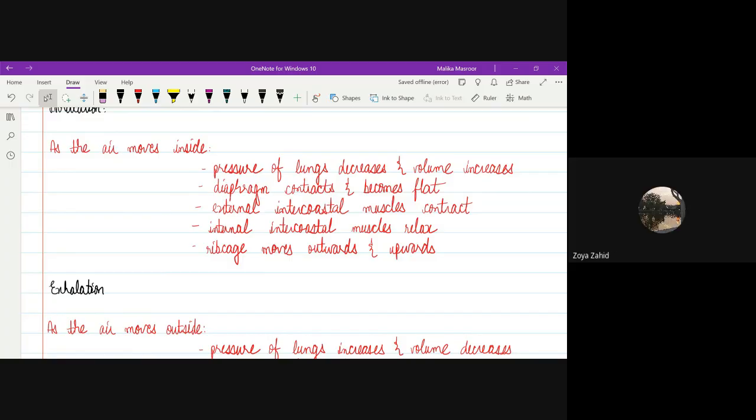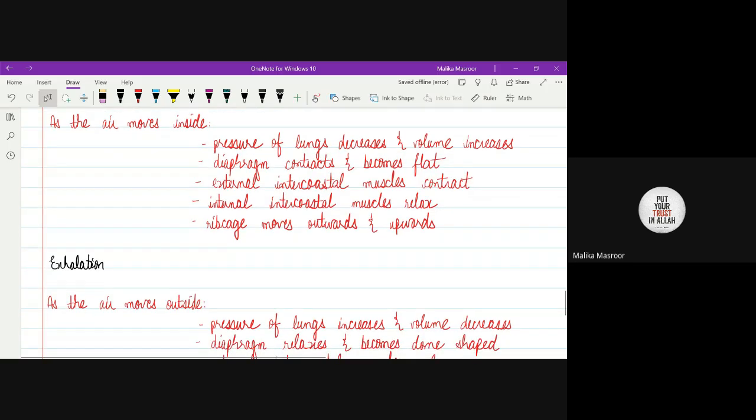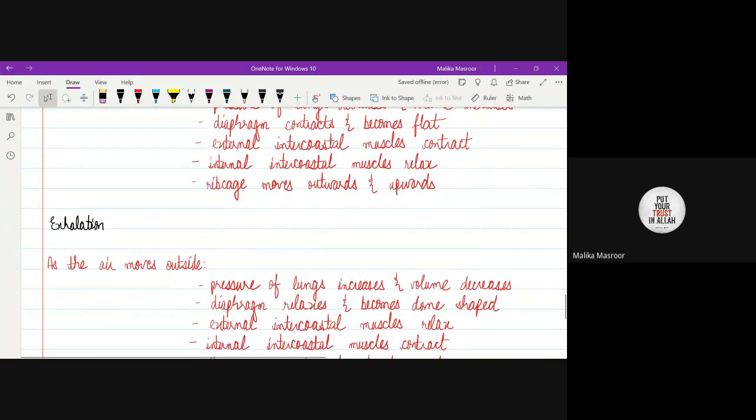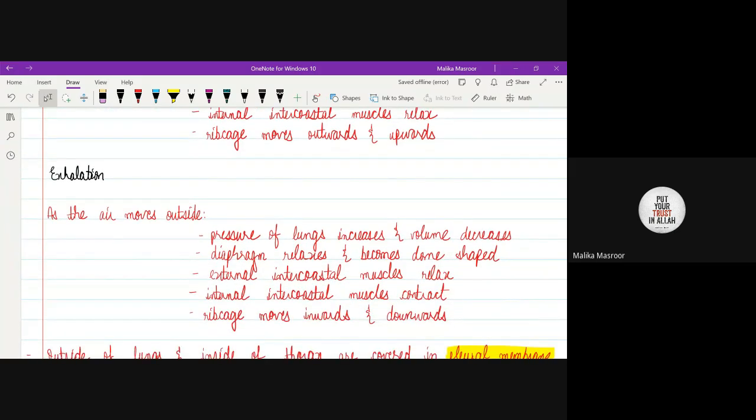Yes, miss. Okay. Opposite of this will happen when you are breathing out. Obviously, when you're breathing out, air will leave the lungs, so your volume will decrease. If your volume decreases, your pressure increases because pressure and volume are inversely related. Diaphragm relaxes and becomes dome shaped, that is the normal shape. External intercostal muscles will relax, internal intercostal muscles will contract, rib cage will move inwards and downwards. Clear?